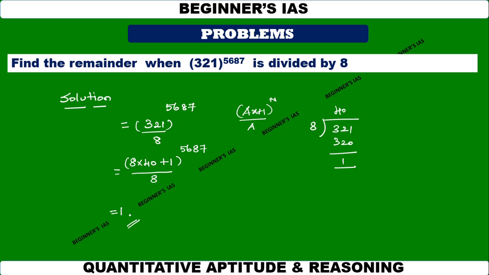And then finally 1 to the power 5687. 1 to the power anything is 1. Now apply the logic of 1 by 8. This is the dividend. Now check here: the dividend is lesser than the divisor. Yes. If it is so, what is the remainder? The remainder is going to be the dividend. So with this logic also we can solve this problem. We will move on with the next concept.